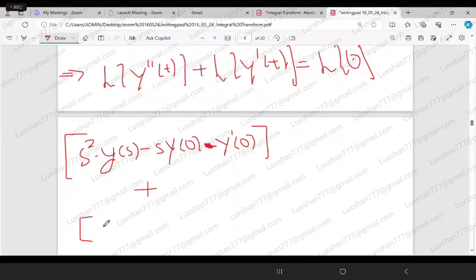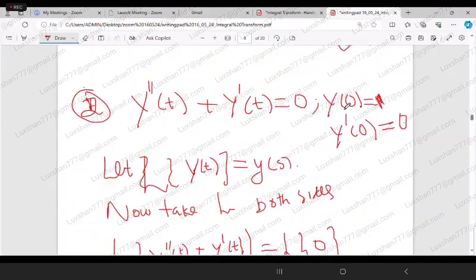s into small y of s. Very good. Small y of s minus capital Y0. Not Y dash, it's Y0. Equal to the Laplace transform of 0, which is anyway 0.